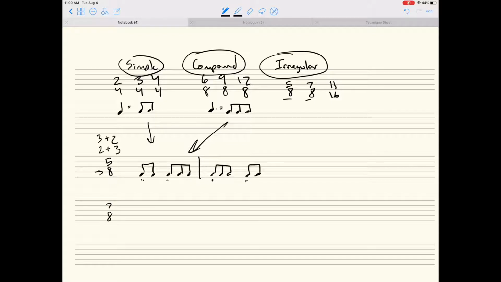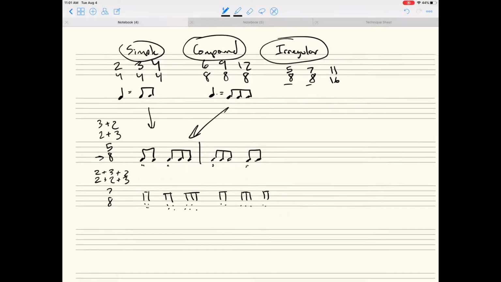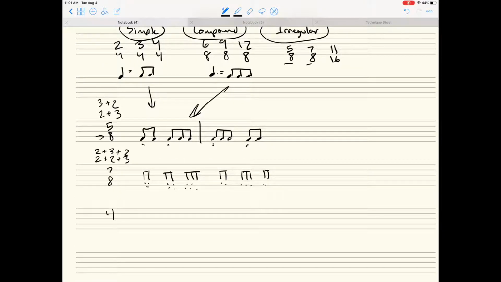7/8, we could have 2 plus 2 plus 3, so that looks like da da da da da da da. We could have 2 plus 3 plus 2. Da da da da da da da. You get the picture. You could do different things with this. You can continue to be creative with these.